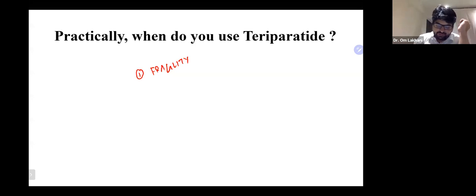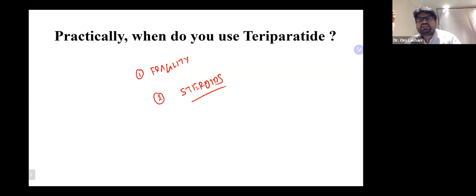I also use it in patients who are already having osteoporosis, and for some reason they have to be given steroids for a long period of time, right? So if the patient has, let's say, some autoimmune disease where you have to give glucocorticoids, or perhaps immunosuppression is being given for whatever reason, that patient already has a baseline osteoporosis. In such a scenario, again, teriparatide is very useful. So these are two common scenarios where I often use teriparatide.